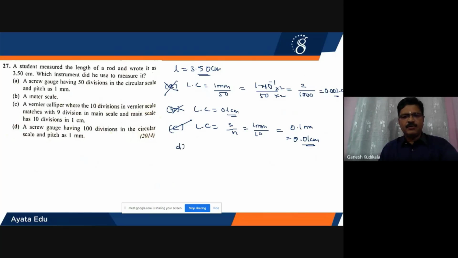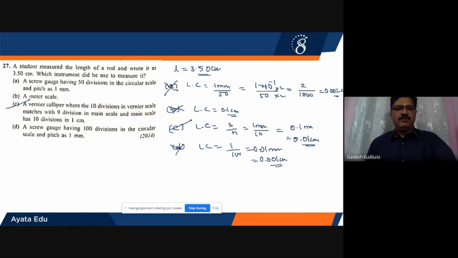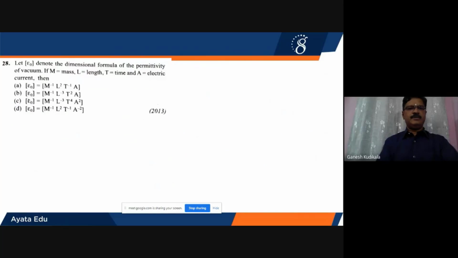Let us check the fourth one also. Screw gauge has 100 divisions and the pitch is 1. Therefore, least count will be equal to 1 by 100, that is 0.01 mm. If you convert to centimeters, 0.001 centimeter, third decimal, therefore this is also not the one. Therefore, the instrument used by the student to get the length 3.50 centimeters will be the third option, that is vernier calipers, standard vernier calipers you might have used.